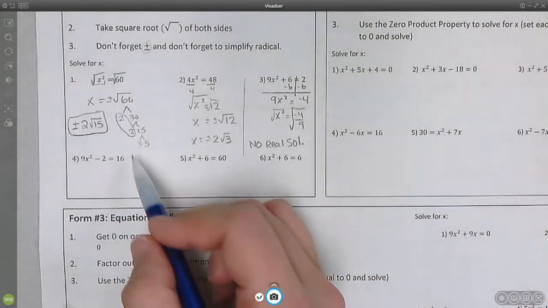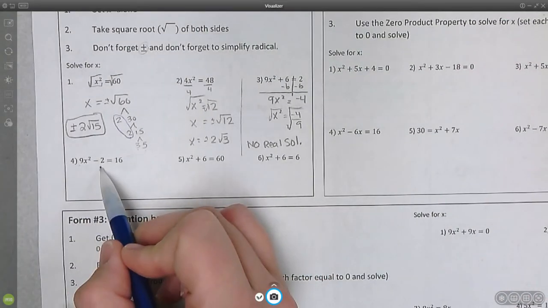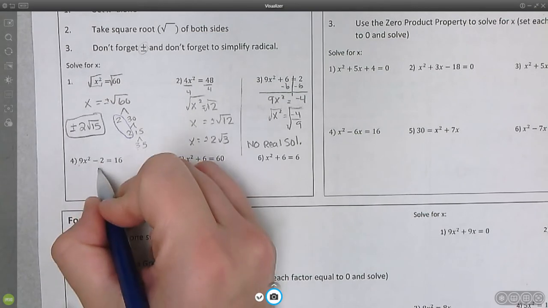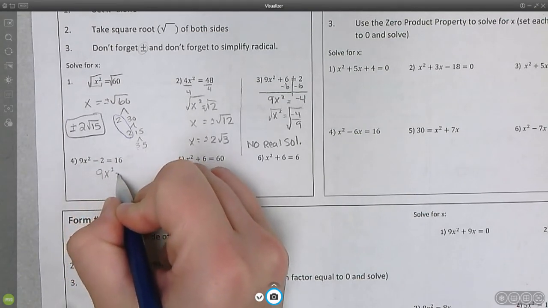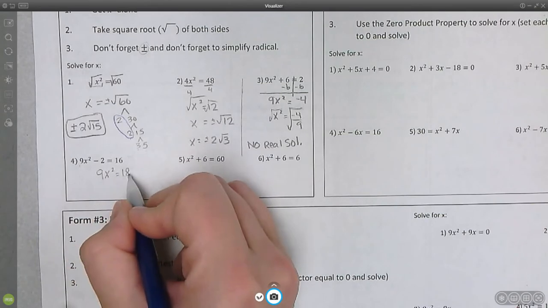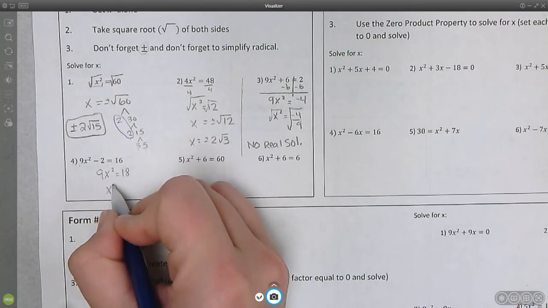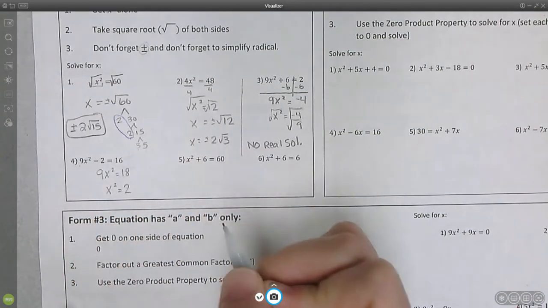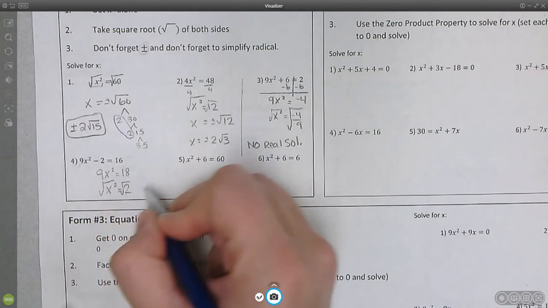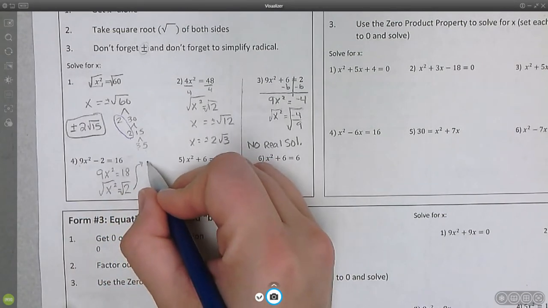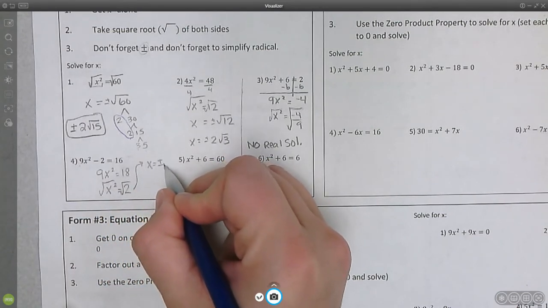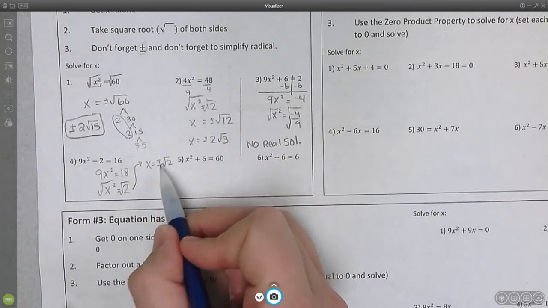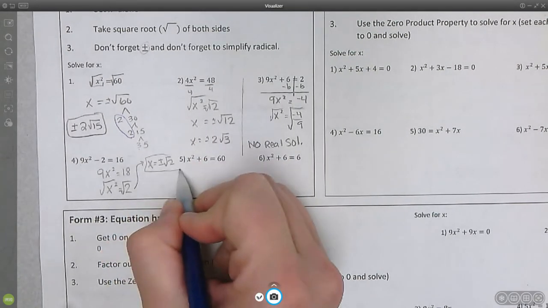Okay, so if we try this one, we have a 9 and a negative 2. So we're going to add 2 to both sides. So you get 9x squared equals 18. Divide both sides by 9. You get x squared equals 2. Square root both sides. So we get x equals plus or minus the square root of 2. And since this can't be simplified anymore, that is our answer.